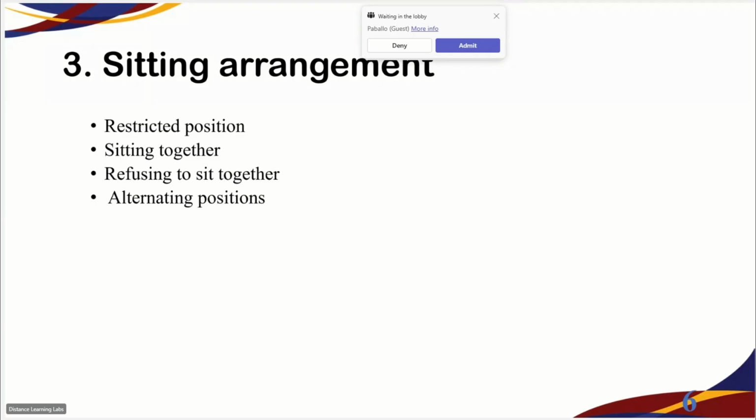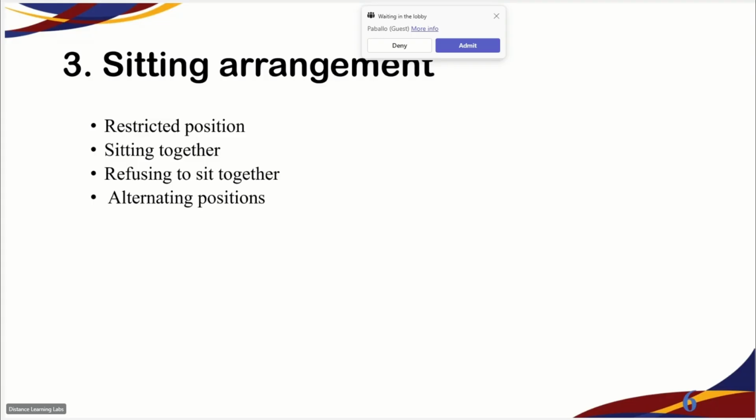Now, when it comes to seating arrangements, these are the 4 bullets that we have. We still have the restricted positions, where a particular learner would prefer to sit in the middle of the row, or a particular learner would prefer to sit at the end of a row. We also have grouping, which in this case would be referred to as them sitting next to each other or sitting together.